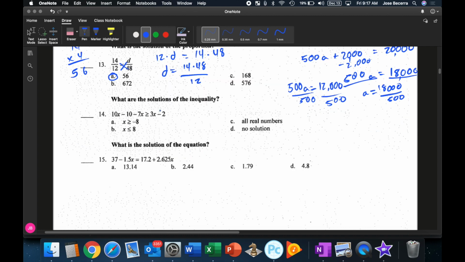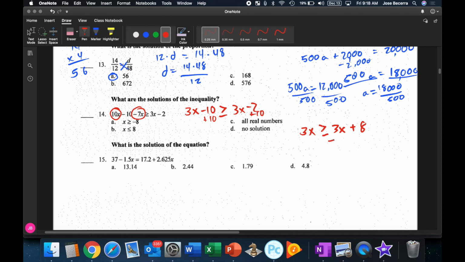Okay, what are the solutions of the inequality? So here, ladies and gentlemen, we're going to go ahead and move things around, right? First of all, I need to combine this 10x and this negative 7x. What do I get? 3x minus 10 is greater than or equal to 3x minus 2. Okay? Then I go ahead and add 10 to both sides, and I get 3x is greater than or equal to 3x plus 8. Does this make sense?